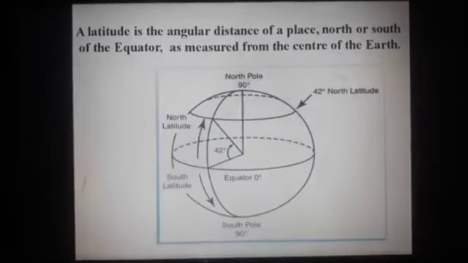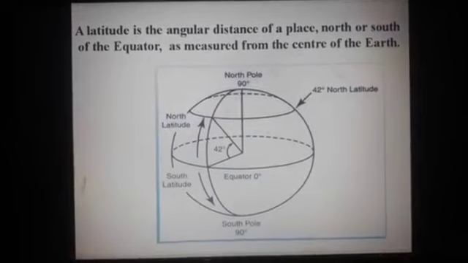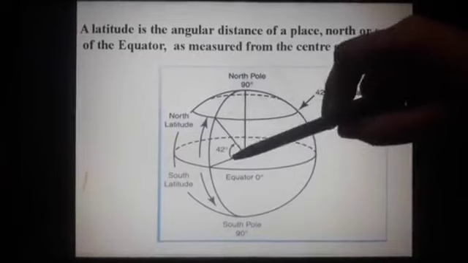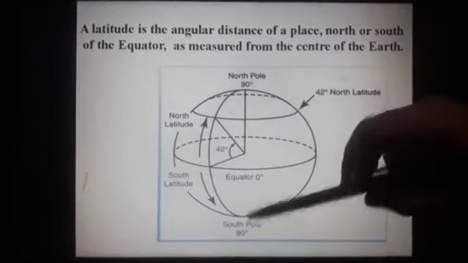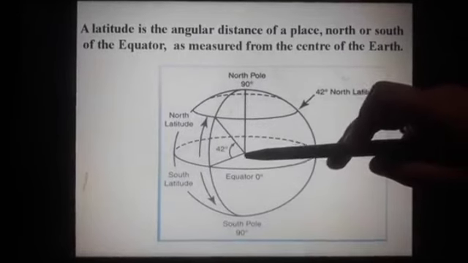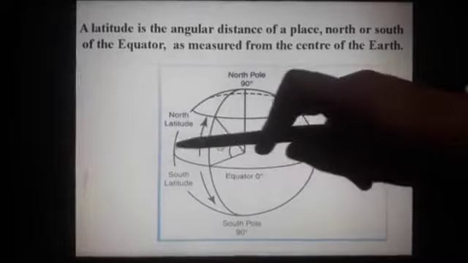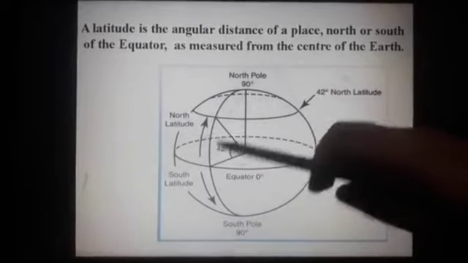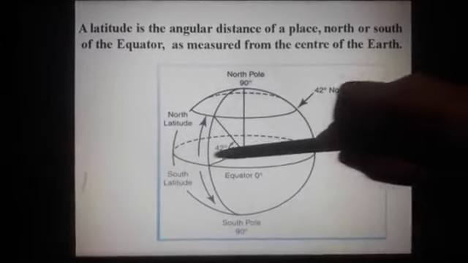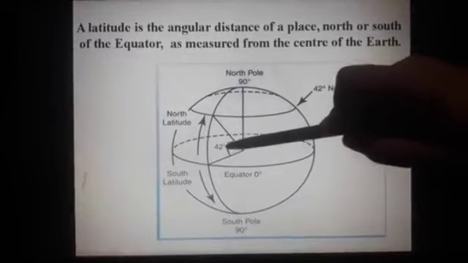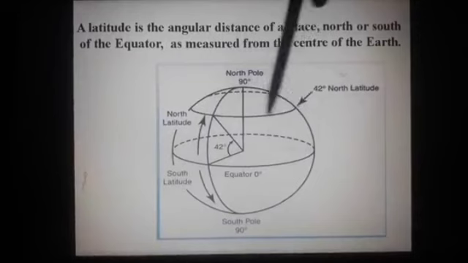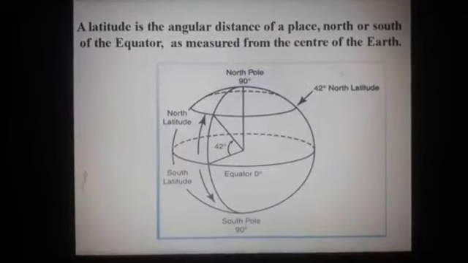Now let's talk about what is a latitude. You can say a latitude is an angular distance of a place north of or south of the equator as measured from the center of the earth. This is the center of the earth, right? And you can see this is the equatorial plane. If you cut the earth from the middle, you will have the equatorial plane, and this is the center of the earth. From here you can see the angle, and the angle is 42 degrees. So this line is known as 42 degrees of latitude.